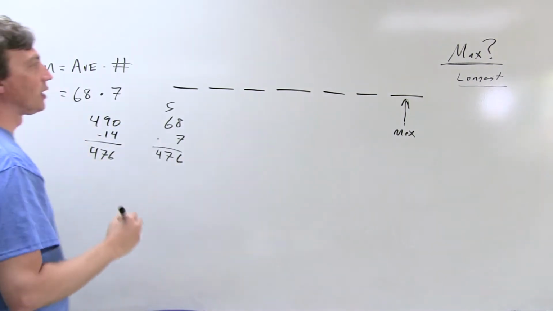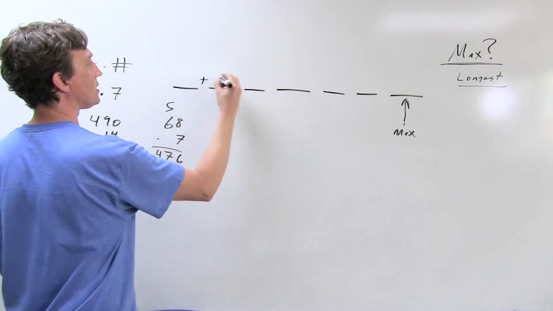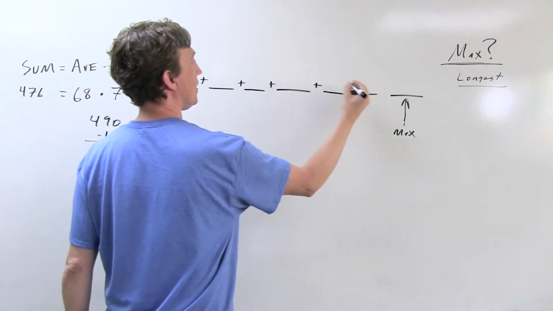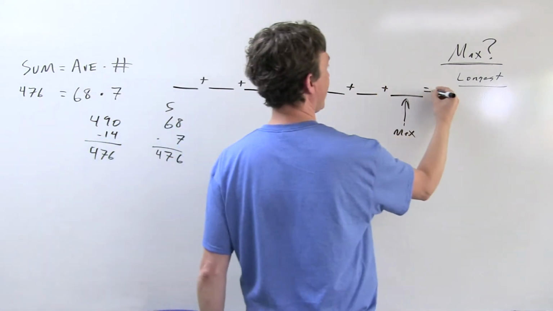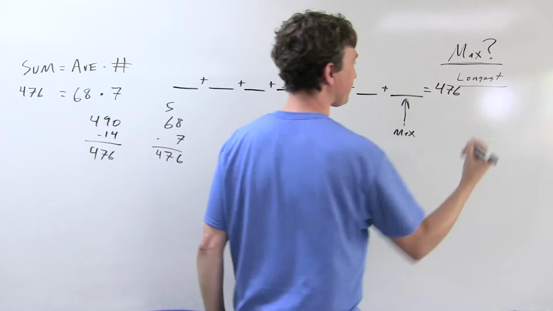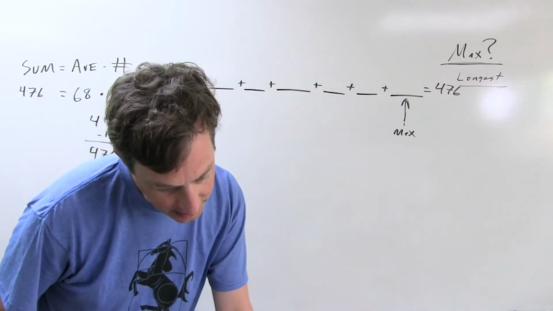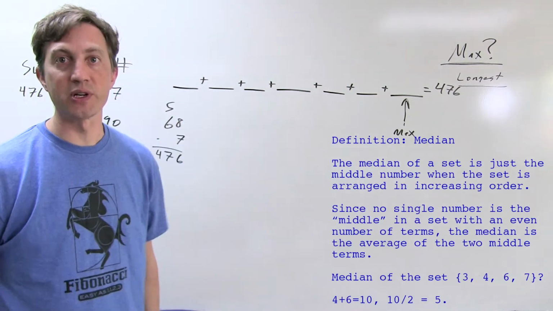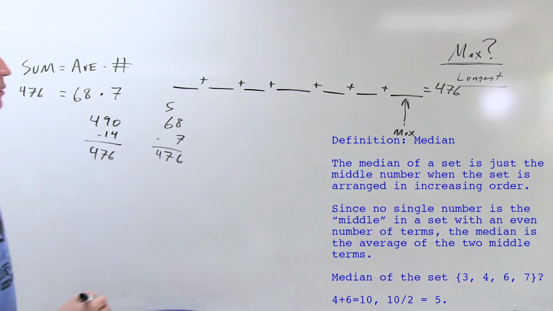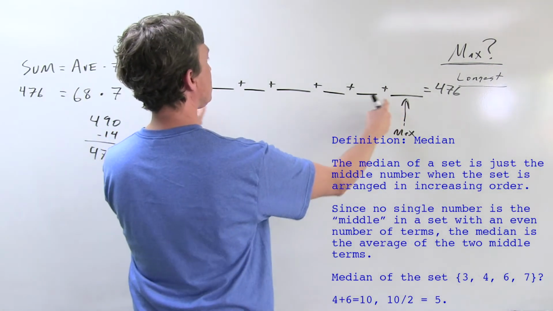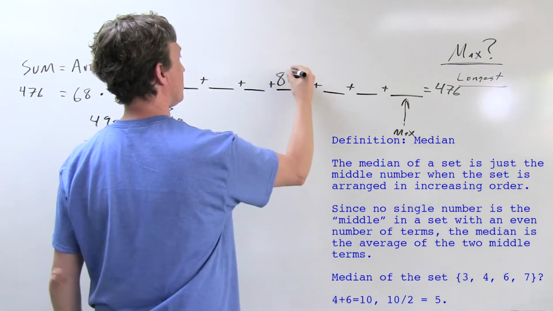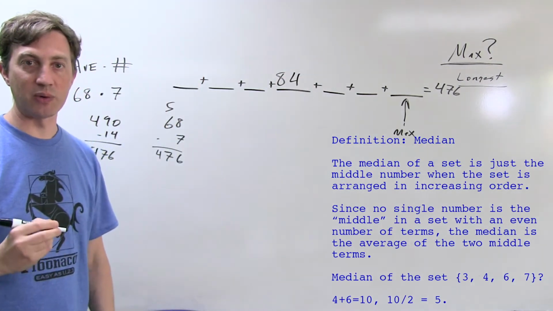And this is useful when you think, okay, now I can just think I could add all these up, and I know what they have to add up to. They're going to add up to 476. Next fact, the median length is 84 centimeters. Median means the middle term. We've got 7 terms. This is the middle term. That's got to be 84. That's what we learned from there.